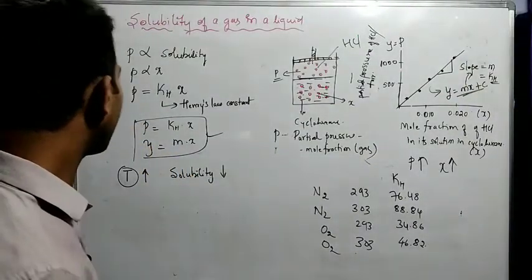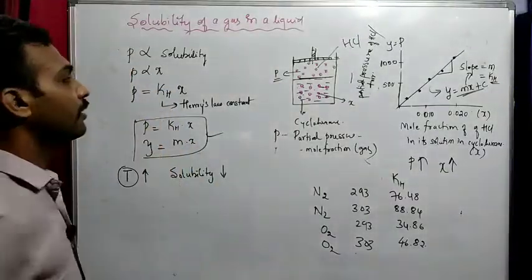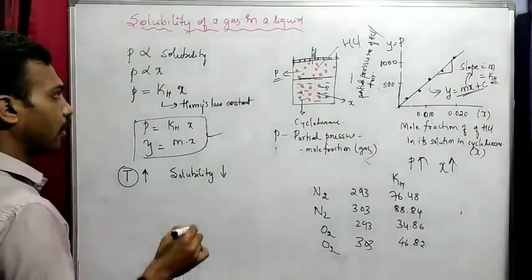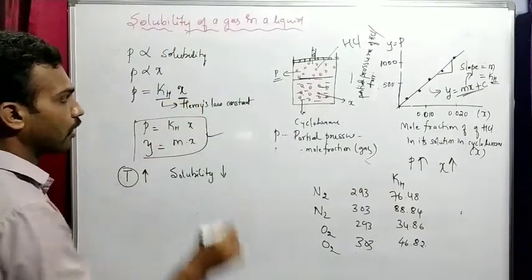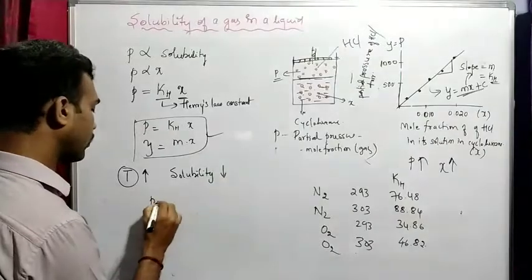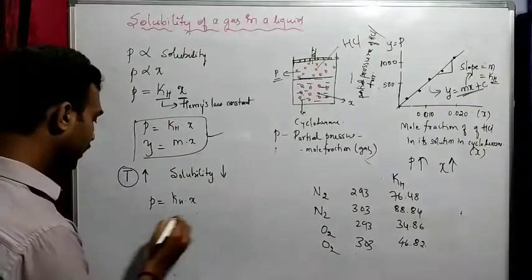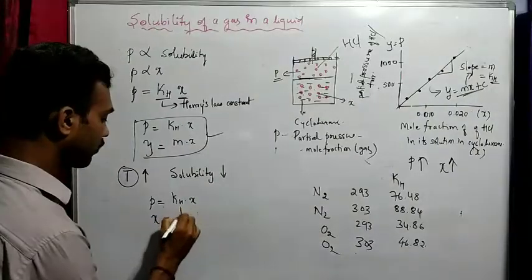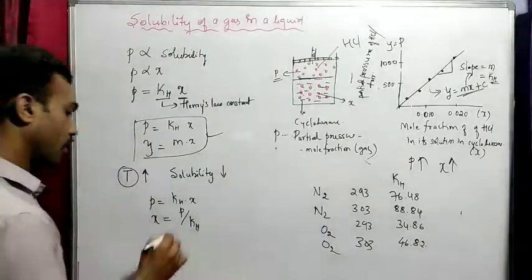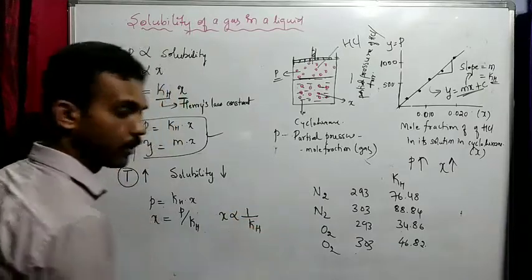Decreases. Okay, so now we have the formula P is directly proportional to X, partial pressure is directly proportional to X, and P is nothing but kH, the Henry law constant, into X, right? So now what is the relation between the Henry law constant and the X, right? So here we have what? P is equal to, partial pressure is equal to kH into X, right? And then if I take X is equal to what? X is nothing but P divided by kH, right? P divided by kH. Hence X is directly proportional to 1 divided by kH, right?